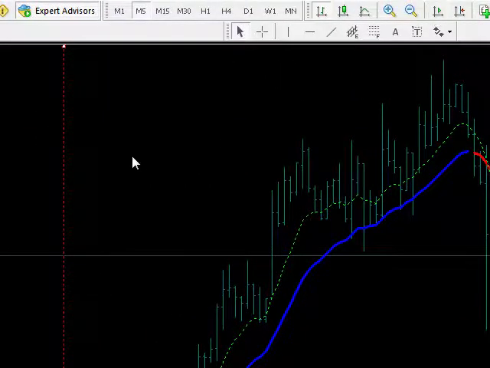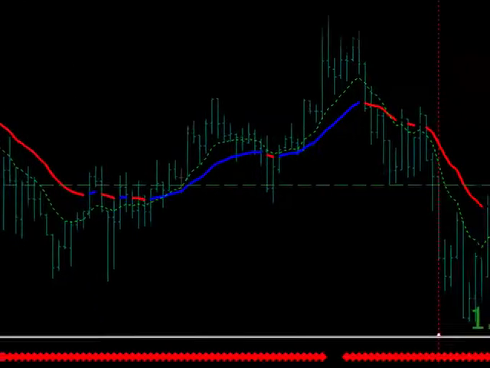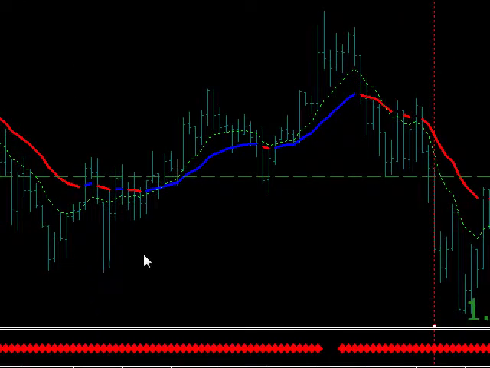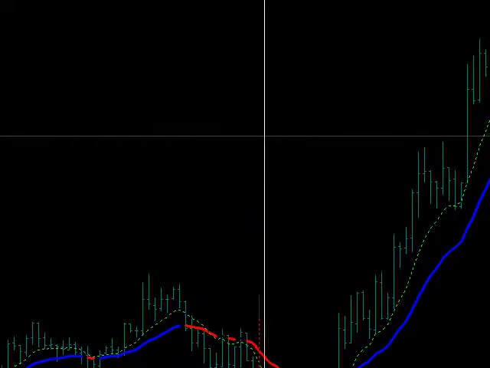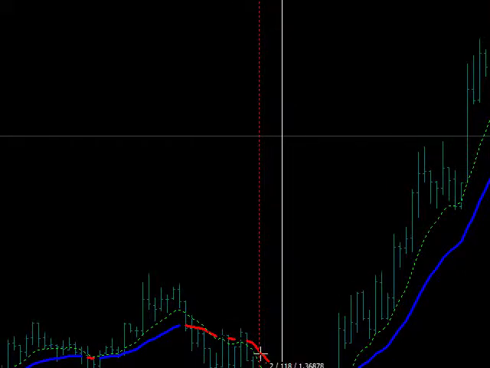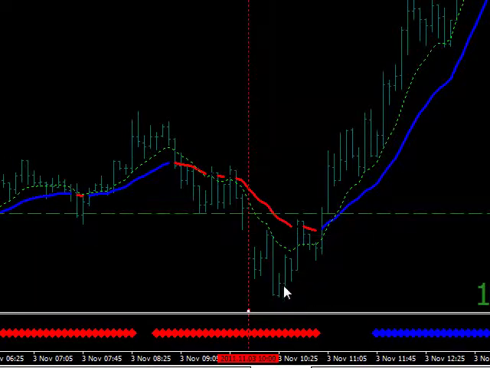But let's go back in time and see if that was all fine and dandy. Yes, it was. We broke support here, came back up and you would have sold right there. So you would have got in short here. Your stop would have been 42 pips. All that it gave you was 20. And then what happened? It came back up and went the other way.